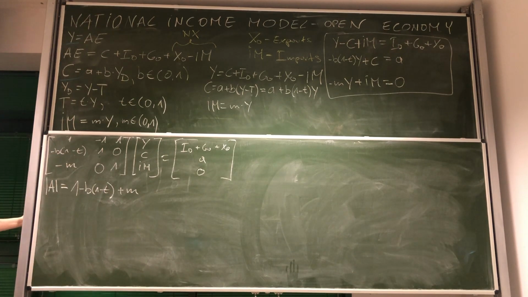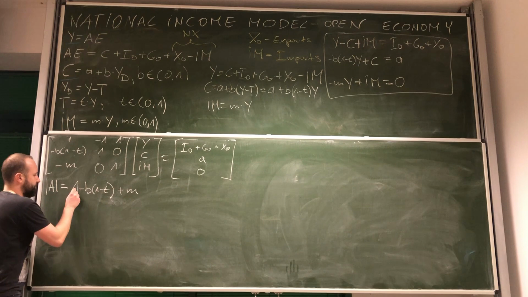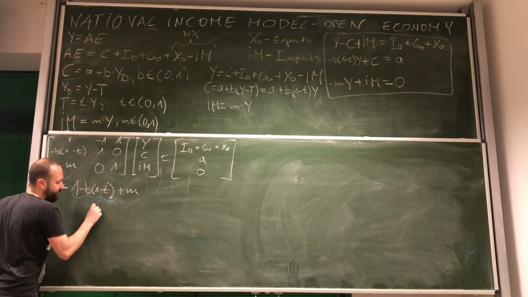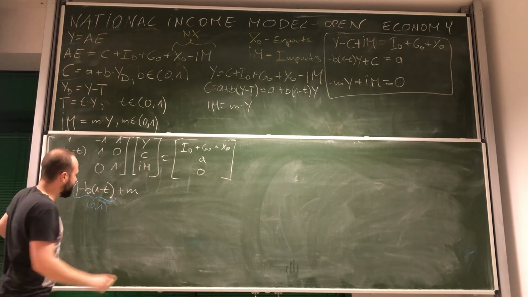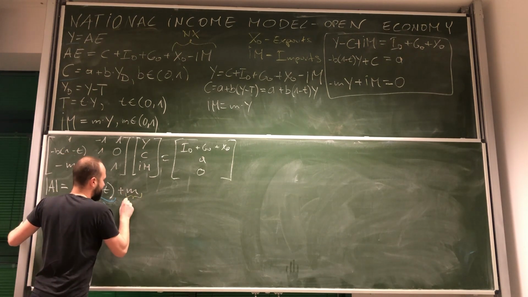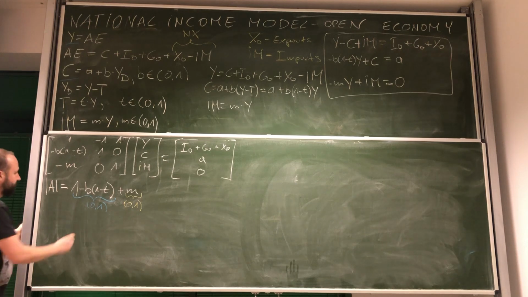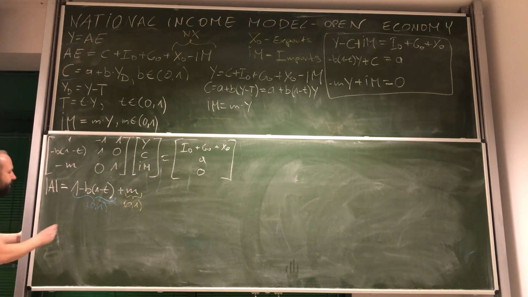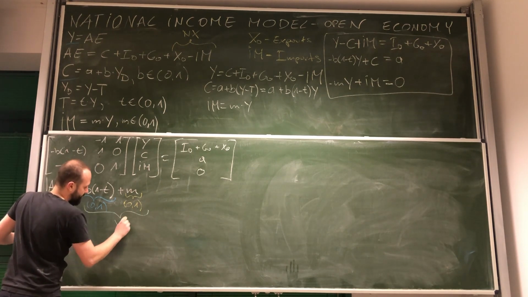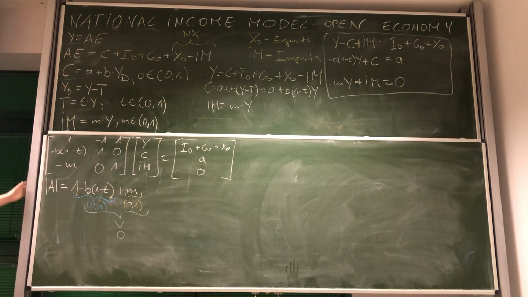Okay, look, we've already established that this is between 0 and 1. We know by assumptions that marginal propensity to import is also between 0 and 1. So this number is clearly positive. It can be even, technically speaking, mathematically speaking, even bigger than 1.